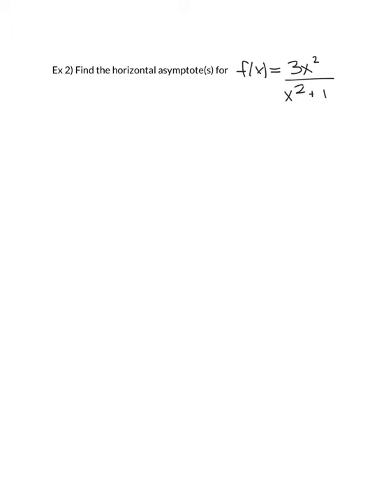All right, example 2 says find the horizontal asymptote, or totes, for f of x equals 3x squared over x squared plus 1. You may remember some tricks to do these, and I'm okay with you using those as well, but I am going to show you all of the work right now. So the first thing that we're going to do is start with the limit as x approaches infinity of our function 3x squared over x squared plus 1.